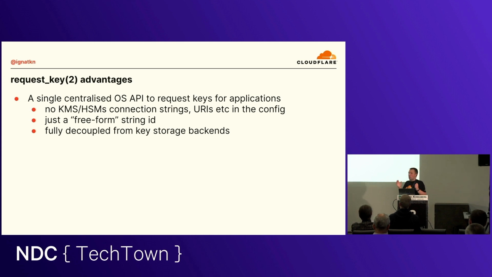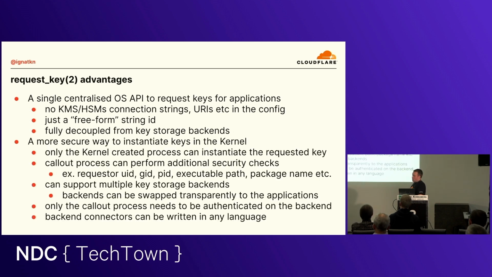So all the application needs to know, if it needs the key, it asks the operating system, right? And it's a more secure way to instantiate the keys in the kernel. So when the kernel creates this callout process, it has some operating system magic to ensure only that process and not any other process can actually instantiate that placeholder. And that callout process can perform additional security checks, check if the requesting process ID is allowed to request that key, check where it's located. You can basically code arbitrary security policy there.